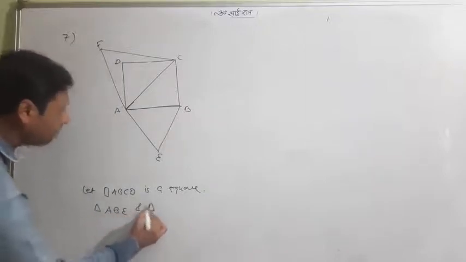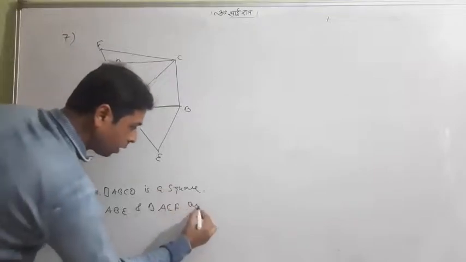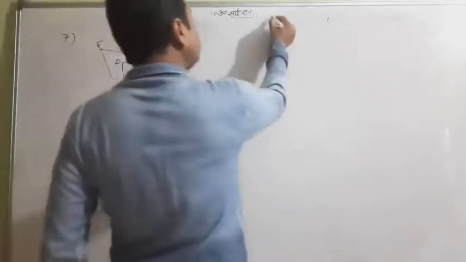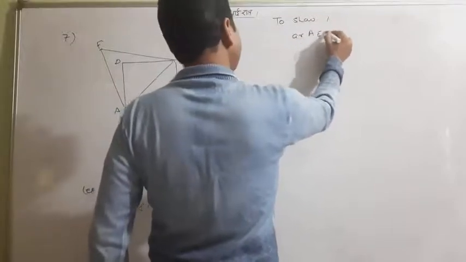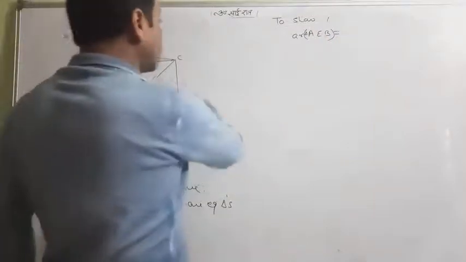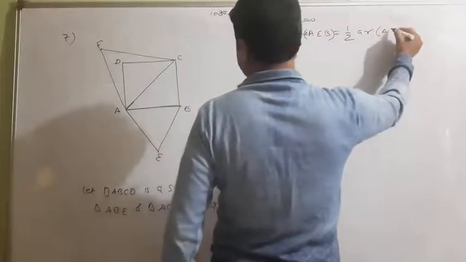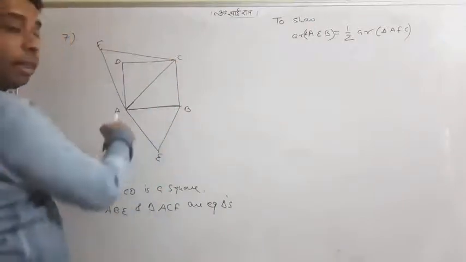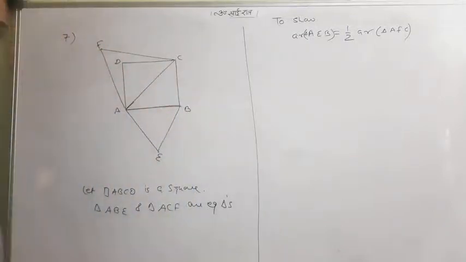ABE and ACF are equilateral triangles. To show that the area of AEB, which is described on one side of the square, is half the area of triangle AFC, which is described on one of its diagonals. So we have to show this. How can we show it? It's a very easy question.